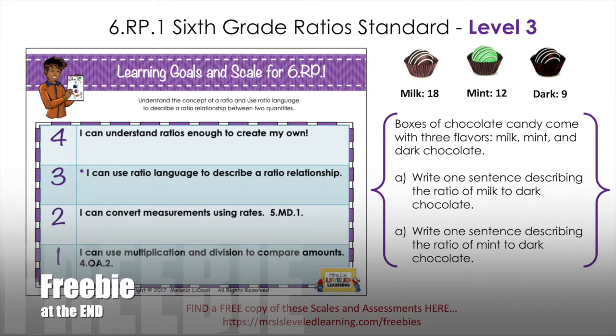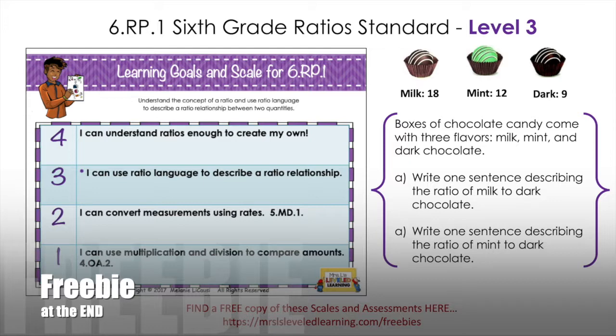There's 3 different kinds of chocolates in a box: milk chocolate, mint chocolate, and dark chocolate. There's different quantities of each one in one box. Boxes of chocolate candy come with the 3 flavors. A. Write one sentence describing the ratio of milk to dark chocolate. Write one sentence describing the ratio of mint to dark chocolate.